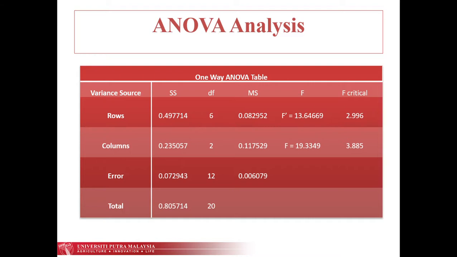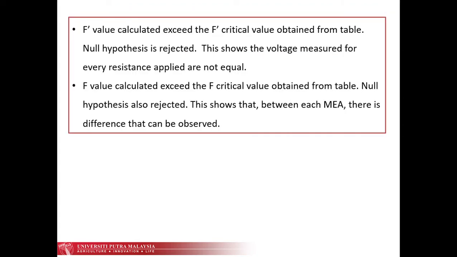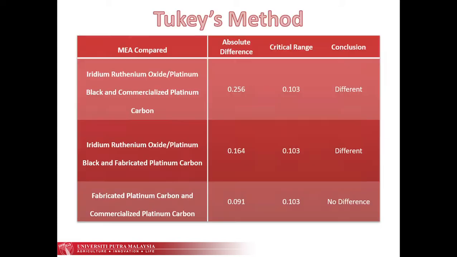Further analysis is done by ANOVA analysis. This is to calculate the F prime and F value. The F prime value calculated exceeds the F prime critical value obtained from the table, so the null hypothesis is rejected. This shows the voltage measured for every resistance applied is not equal. The F value calculated also exceeds the F critical value obtained from the table, so the null hypothesis is also rejected. This shows that between each MEA there is a difference that can be observed.